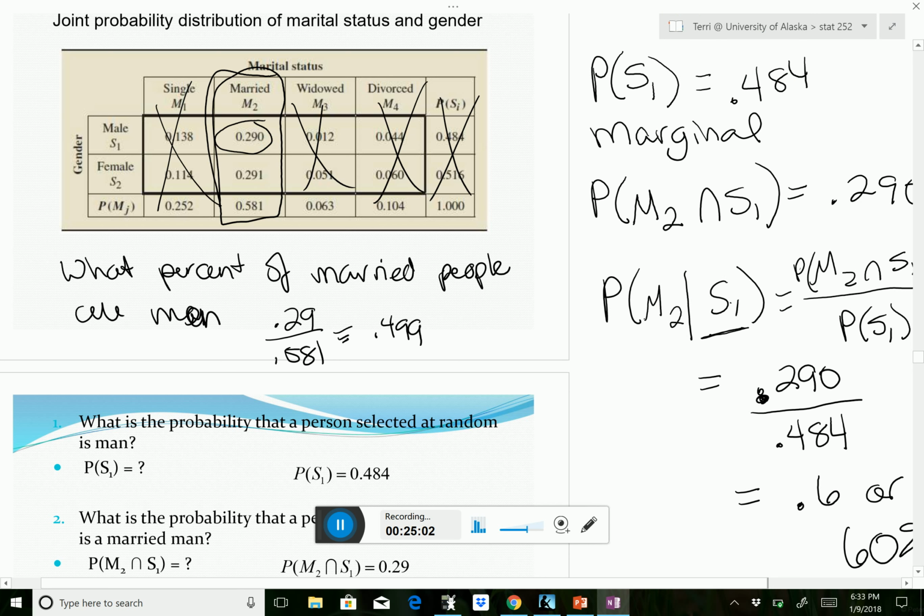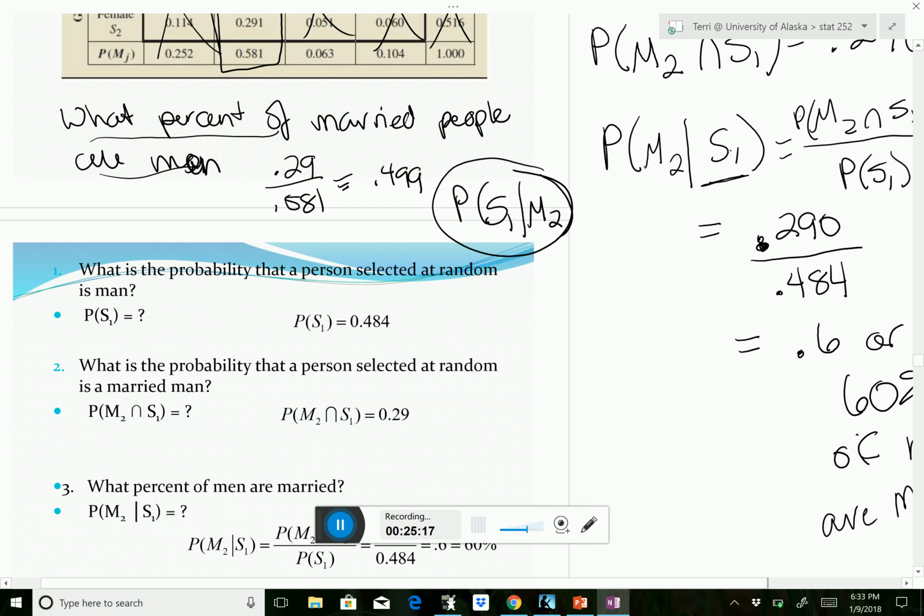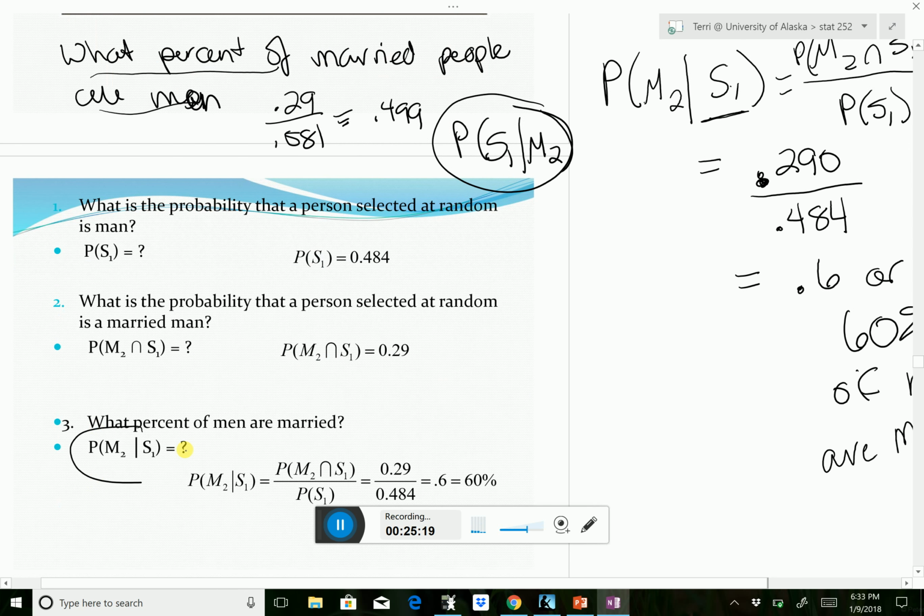So looking at this is very different. You can't just switch these around. Remember, this is the probability of married people. So given that somebody is married, what is the probability they're a man? You can't just switch these. You have to be very, very careful which one you're doing. And the of is the given event. It's right here. And remember, the top has to be the intersection.